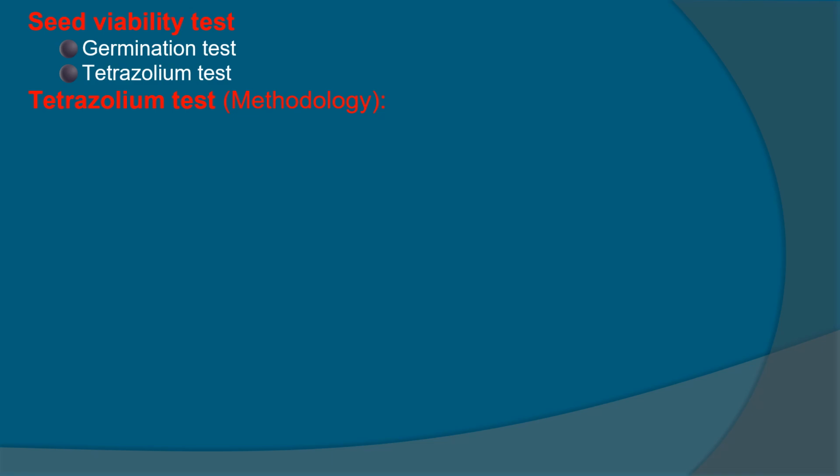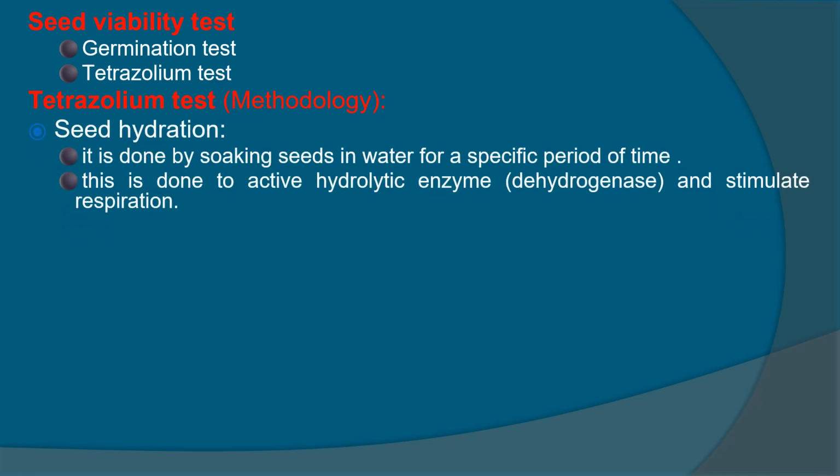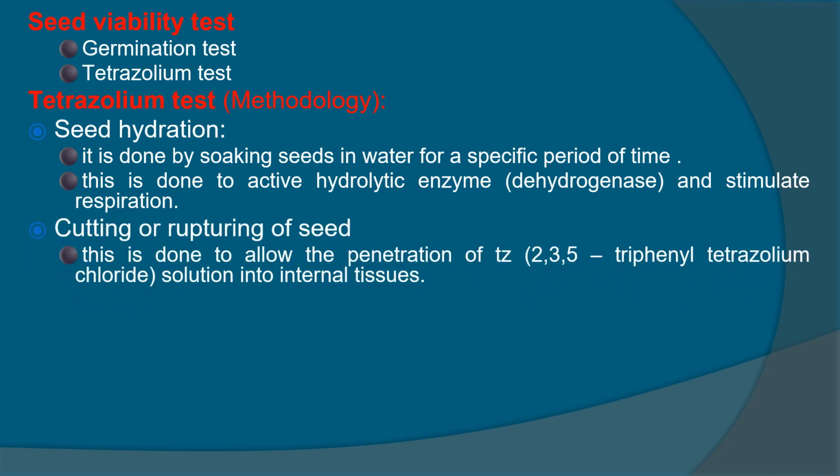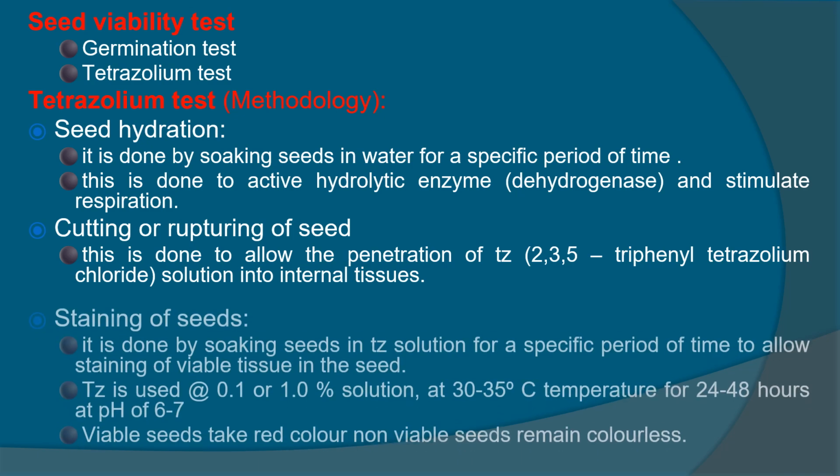Tetrazolium test. Seed hydration is done by soaking seed in water for a specific period of time. This is done to activate hydrolytic enzymes and stimulate respiration. Cutting or rupturing of seed is done to allow the penetration of triphenyl tetrazolium chloride solution into the internal tissues.